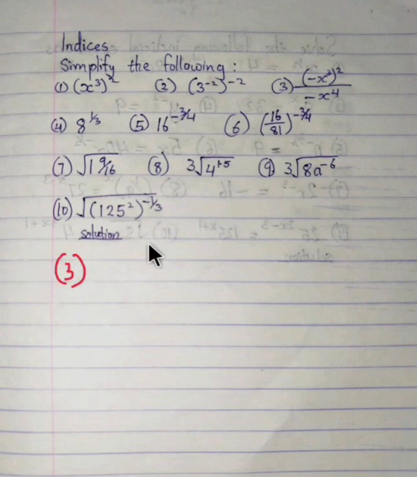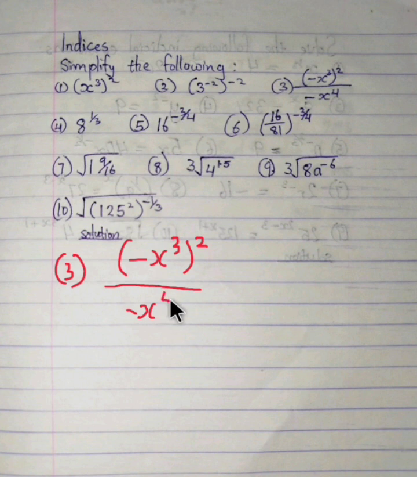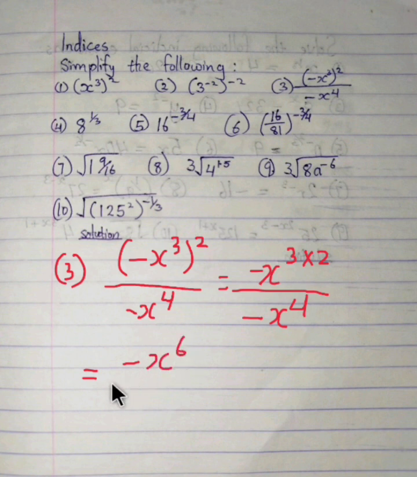Number 3: minus x raised to power 3, bracket, raised to power 2, over minus x raised to power 4. So this is going to be minus x raised to power 3 times 2 over minus x raised to power 4. Now, 3 times 2 is going to be 6. That's x raised to power 6 over minus x raised to power 4. So we can write this as minus x raised to power 6 divided by minus x raised to power 4.